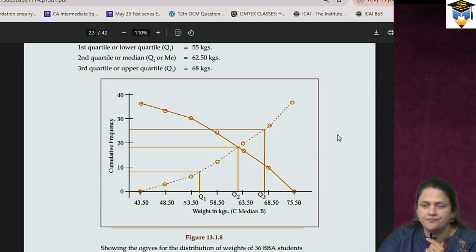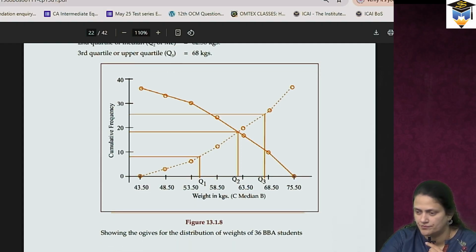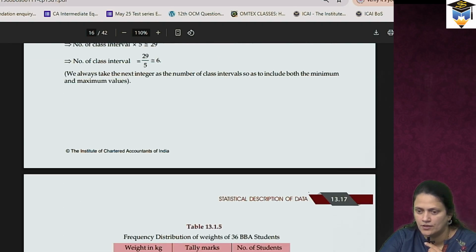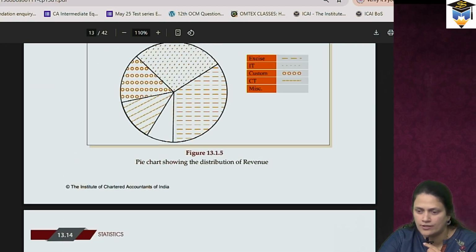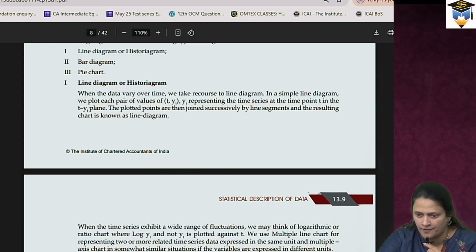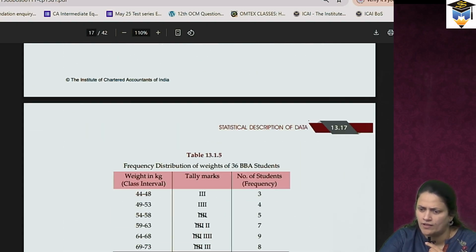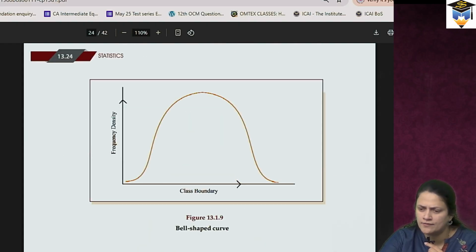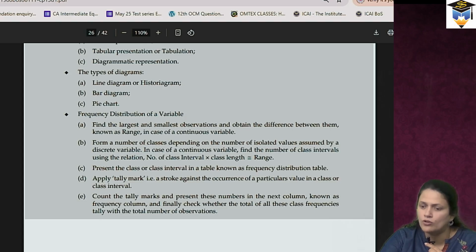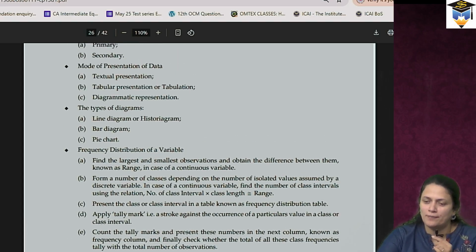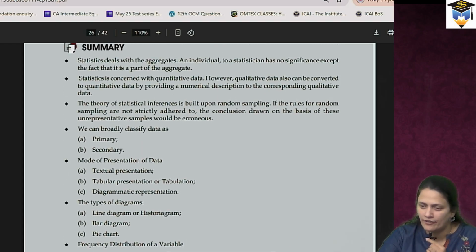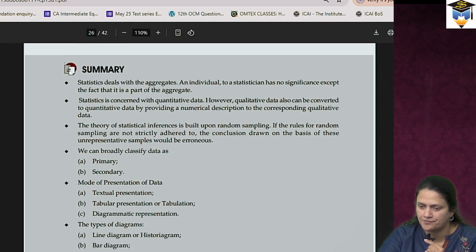Is it done? Upper class boundary, lower class boundary, all this is done. I hope I have not left anything. Pie chart is done. This is done. Okay. Frequency, tally marks, everything is done. Shaped curves is done. Okay. Now let us revise all the parts, and then we will start with the exercise.